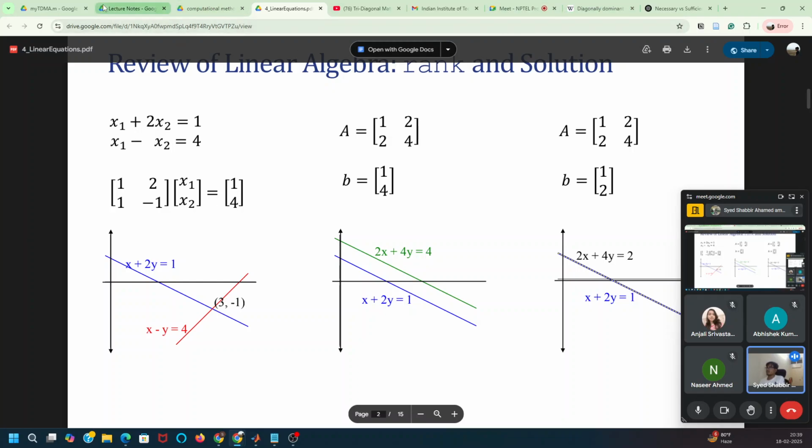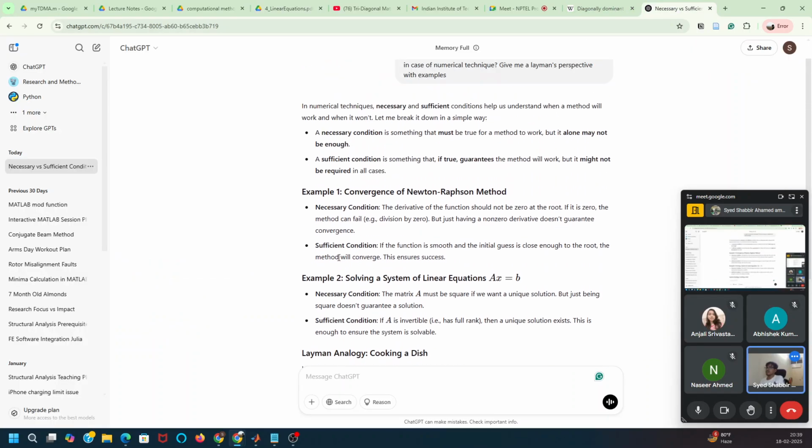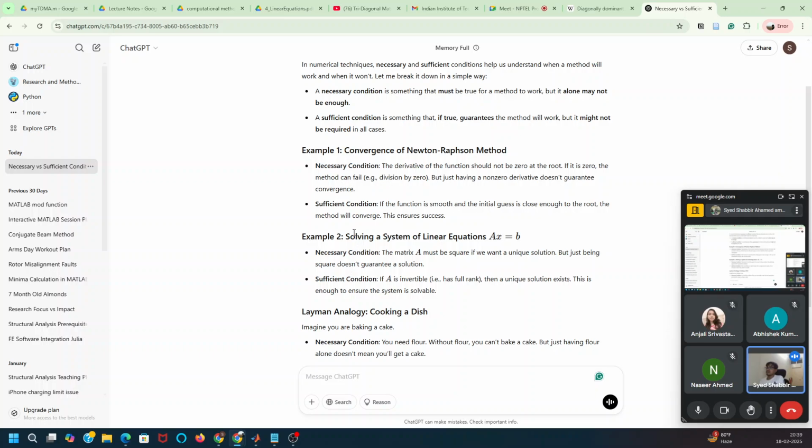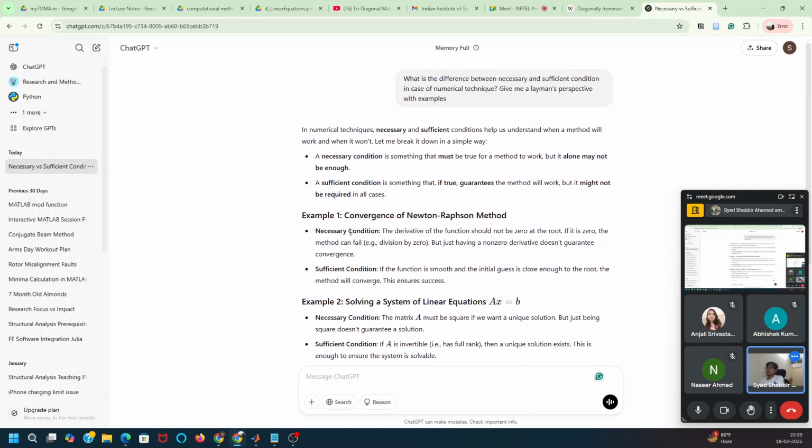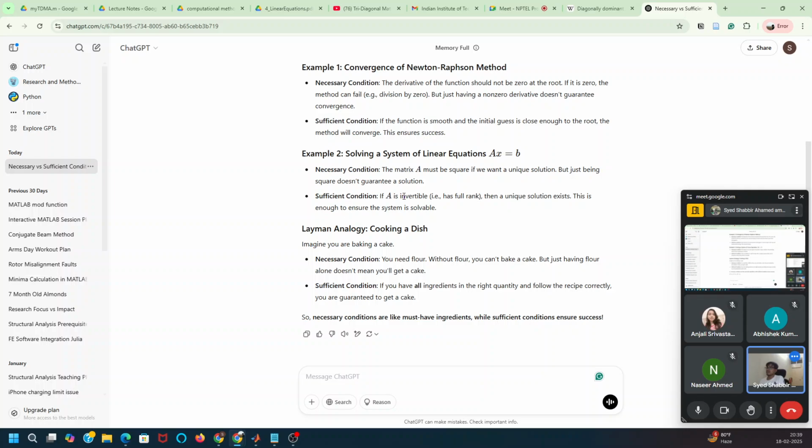Okay. So that is the necessary condition. And what was the other one giving? If A is invertible, then a unique solution exists. This is enough to ensure that the system is solvable. Okay. So if your A matrix is invertible, like, it has full rank.